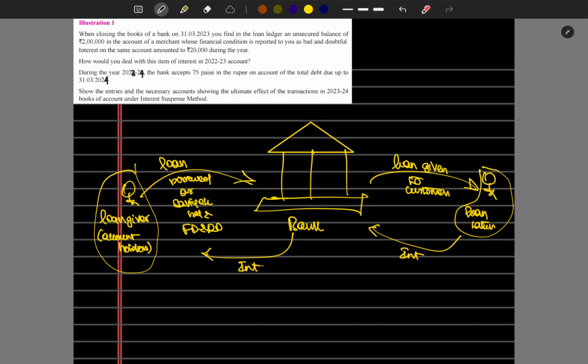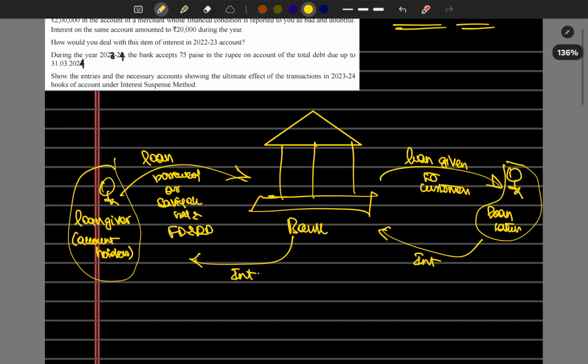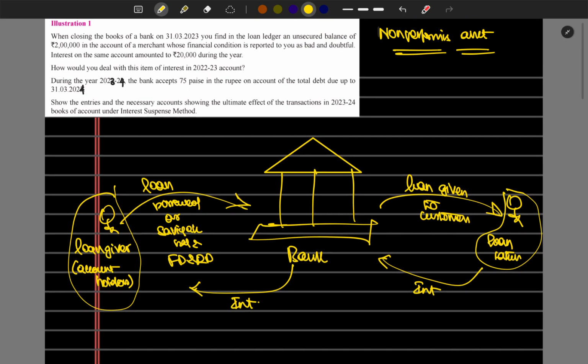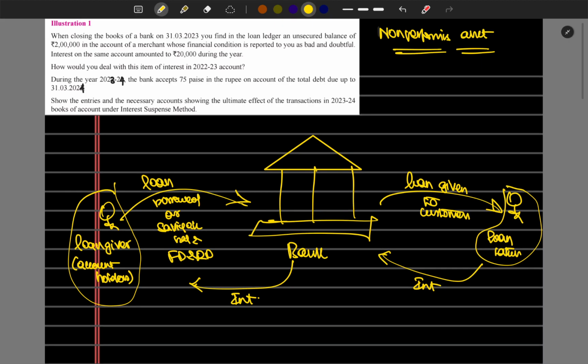Now we'll try to understand the non-performing asset and performing asset problem. This is the kind of problem called the non-performing asset problem. Before getting into the problem, let's get clarity about how banking works, and what a non-performing asset and a performing asset are. Those things we'll slowly get into.